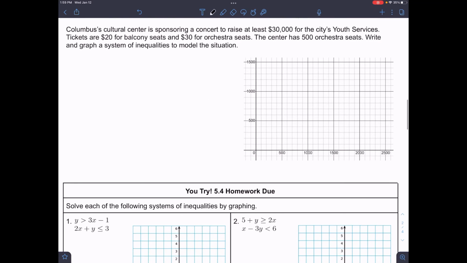Okay. Finally, let's talk a little bit about this word problem. So we need 2 inequalities from this. So it looks like we are sponsoring a concert and we have a goal of 30 grand that we want to make from this. And the way that we make that money is figuring out how many balcony seats and how many orchestra seats we can sell. Okay, so I'm going to let X be the number of balcony seats. And let Y be the number of orchestra seats.